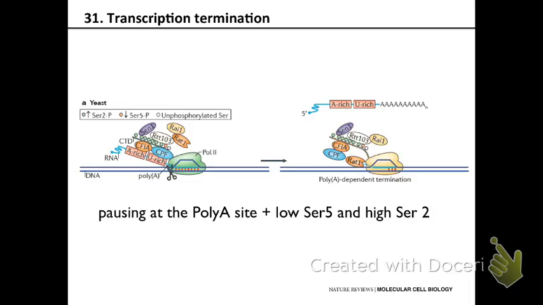I don't want to go into too much detail on termination because, in fact, we don't know that much about termination. A lot of gene expression studies have been really focused on initiation because we know that's a step that's heavily regulated. Whether or not you want to transcribe a gene is really important for the identity of the cell or the gene regulation. But we find that transcription termination can also be regulated. So in the future, I'm sure people will learn more about transcription termination.